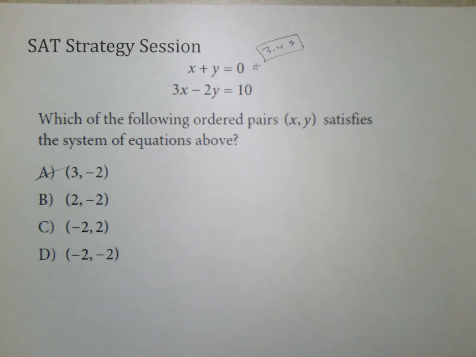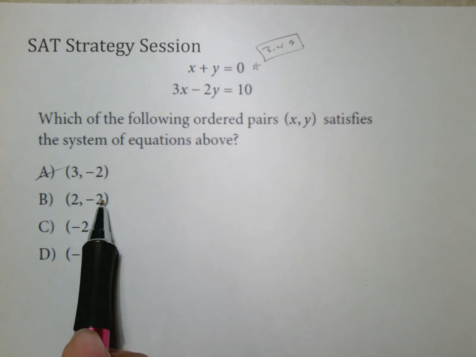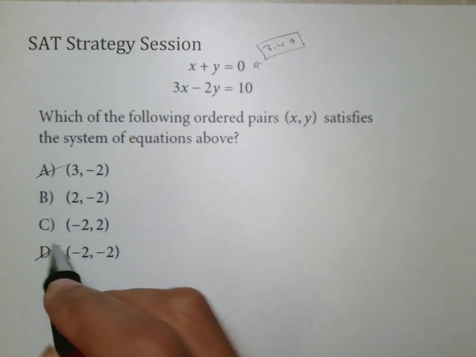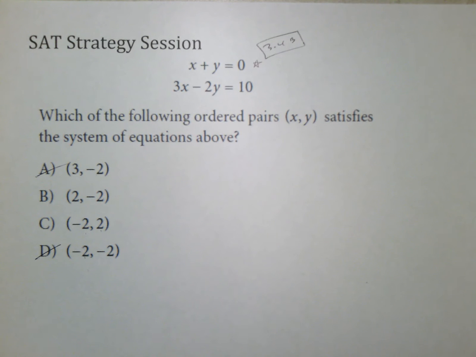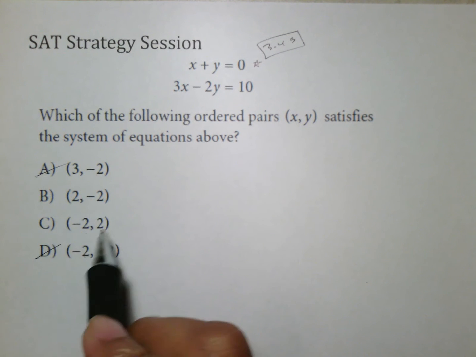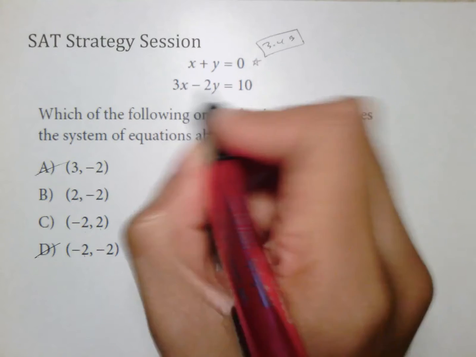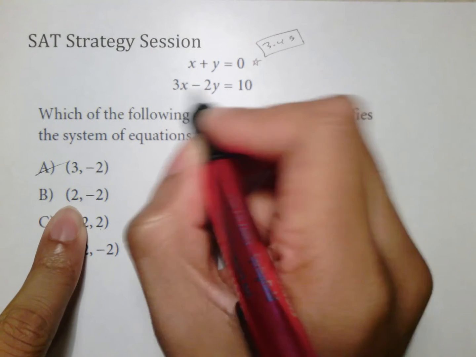Because it's multiple choice, one of the things you should do is always eliminate answers that don't make sense. Since that does not equal 0, it can't be A. 2 plus negative 2 is 0. Negative 2 plus 2 is also 0, but negative 2 plus negative 2 is not 0. That's actually negative 4. And what that does for me is it eliminates it down to 2 options, so I don't need to check that anymore.